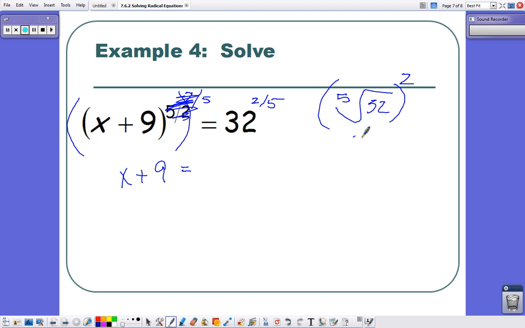The 5th root of 32 is 2. 2 squared gives me 4. And then minus 9. So those cancel, and I get x equals 9 minus 4, which gives me 5. Okay?